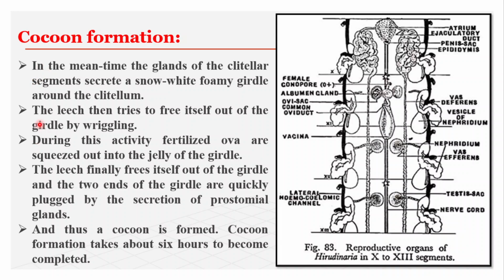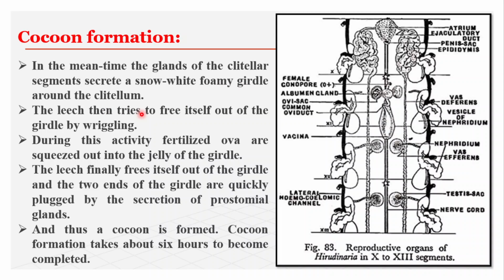So the leech then tries to free itself out of the girdle by wriggling. During this activity, fertilized ova are squeezed out into the jelly of the girdle. See, it is the jelly-like structure which is secreted, which is snow white and foamy, which is called the snow white foamy girdle around the clitellum.